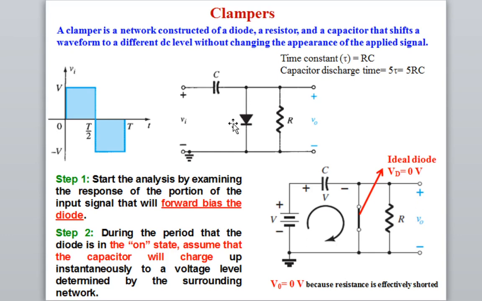And why I mentioned in the first step that you have to find out for which time interval the diode will go into forward bias? The reason is that when the diode goes into forward bias, then current will conduct and the capacitor will charge. Otherwise, the capacitor was initially discharged, as I mentioned earlier. So whatever input signal is given, you have to find out for which time interval the diode is forward biased, whether it is 0 to T/2 or any other interval. So this is the first step.